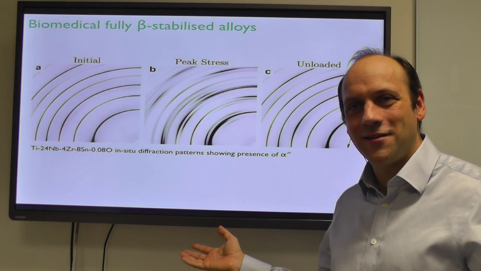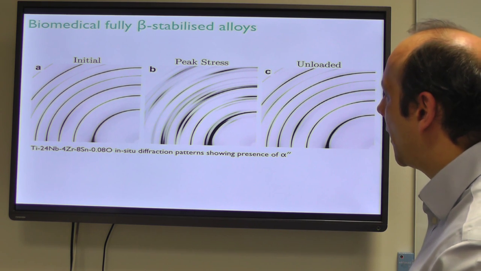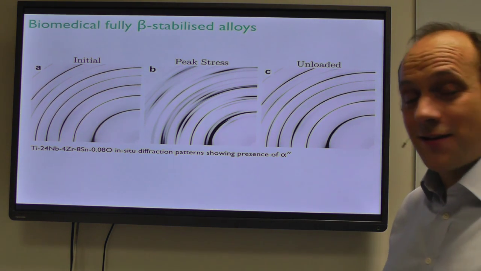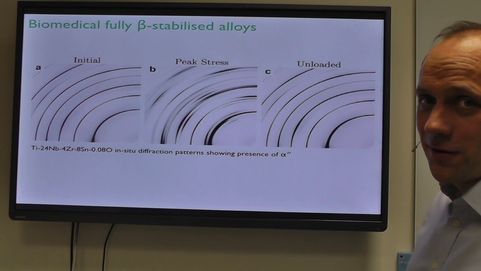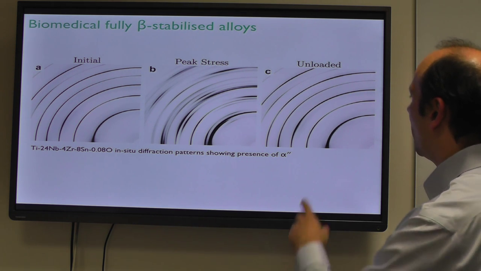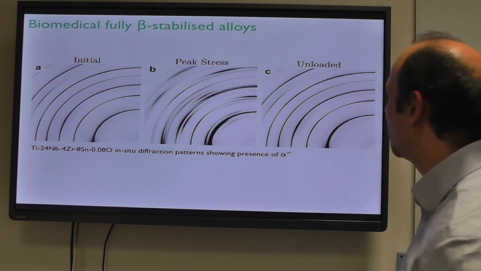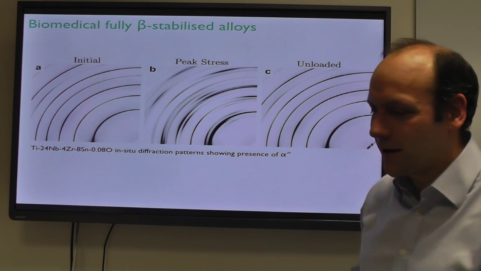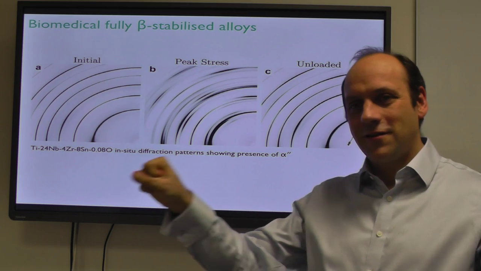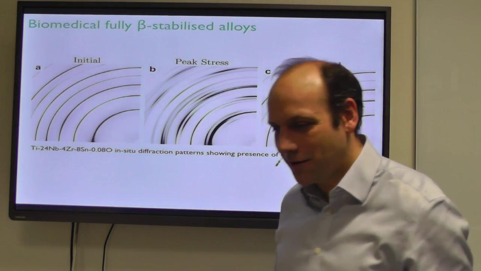Diffraction tells you about the phases present. And the new phase then does fit to be that alpha double prime orthorhombic martensite. And when you unload it, by and large, those peaks go away. They don't entirely, actually, but they by and large go away. So it really is a stress-induced phase that disappears when you unload it.